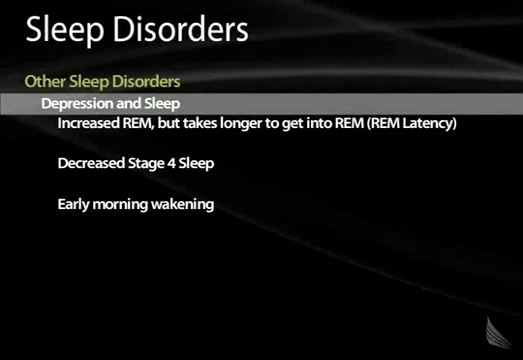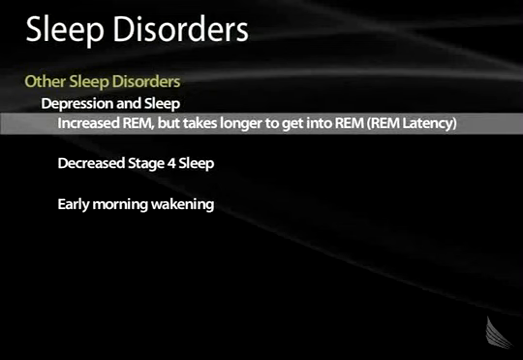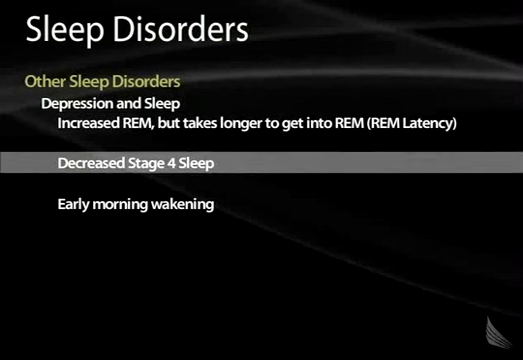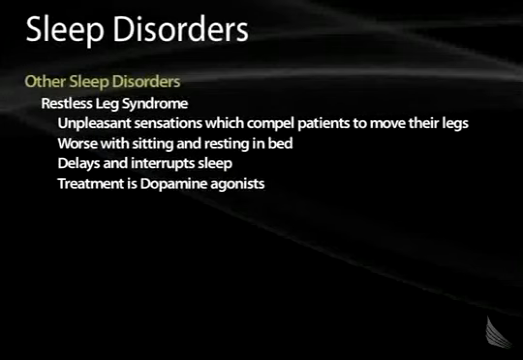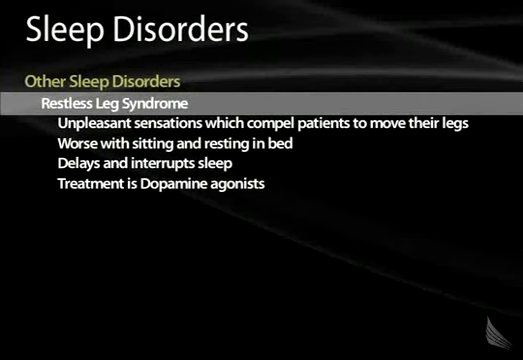Depression in sleep. In depression, you will actually notice an increased REM period in the very early part of sleep rather than in the later part of sleep. Also, you'll notice that it takes much longer to get into REM, so their REM latency will be increased. You'll notice a decrease in your slow wave or your stage 4 of sleep, and these patients will frequently have early morning awakening.